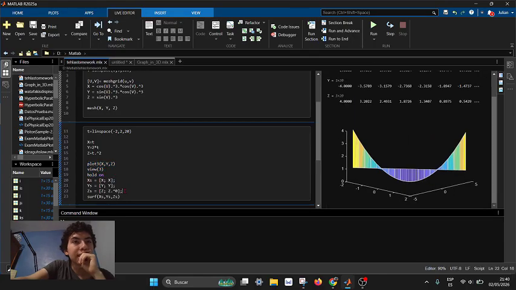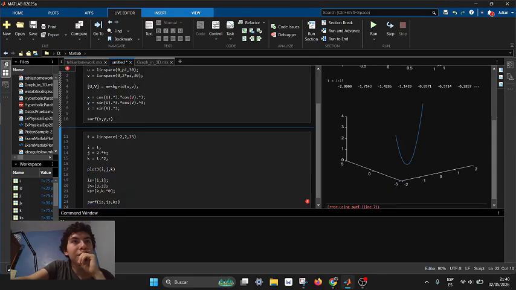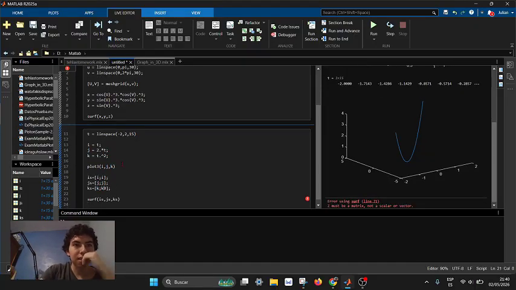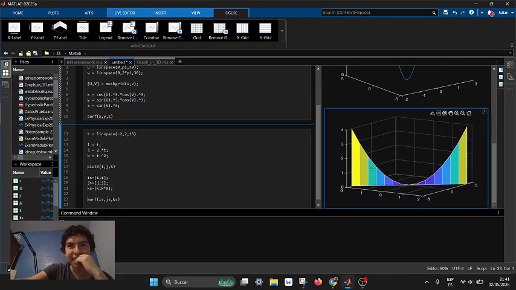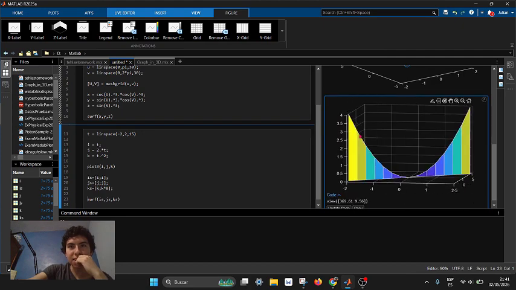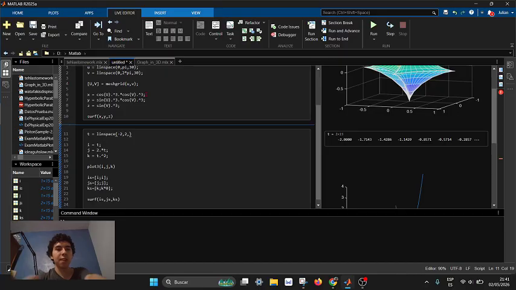Hold on. Oh, I see. Okay, I did it wrong. I used the wrong ones. Okay. There we go. We have our line integral with a surface underneath. Perfect. And we're gonna up this value because it's ugly, and I don't like it being ugly.